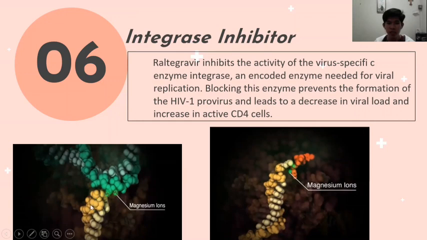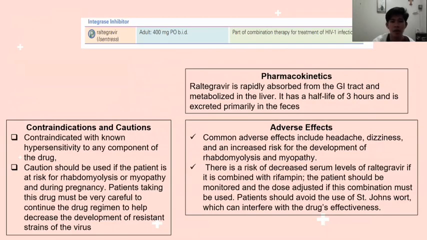So this integrase contains magnesium, to which the viral DNA will attach. And for that not to happen, we have this integrase inhibitor. The integrase inhibitor will attach to this magnesium ion, so therefore there will be no integration of the viral DNA and the host DNA. And under this drug classification, the pharmacokinetics is rapidly absorbed in the GI tract and metabolized in the liver. It has a half-life of 3 hours and is excreted primarily in the feces.